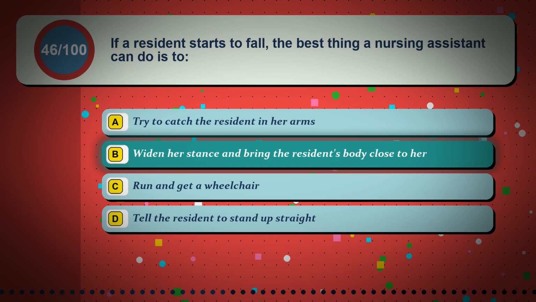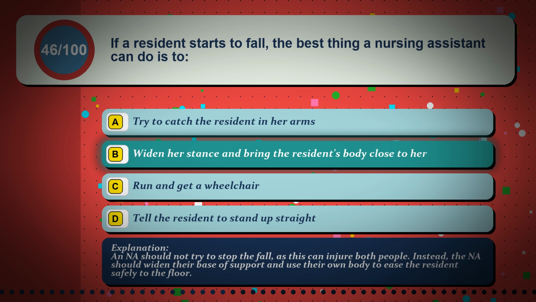The correct answer is option B, widen her stance and bring the resident's body close to her. An NA should not try to stop the fall, as this can injure both people. Instead, the NA should widen their base of support and use their own body to ease the resident safely to the floor.